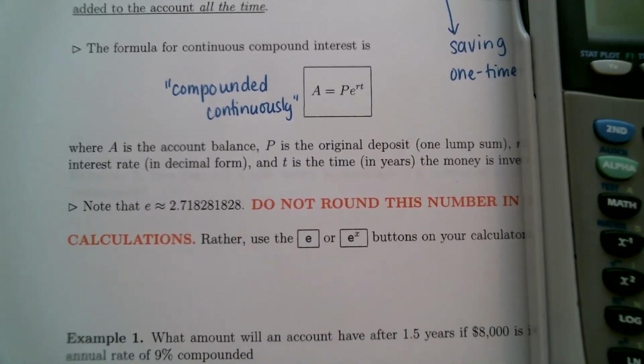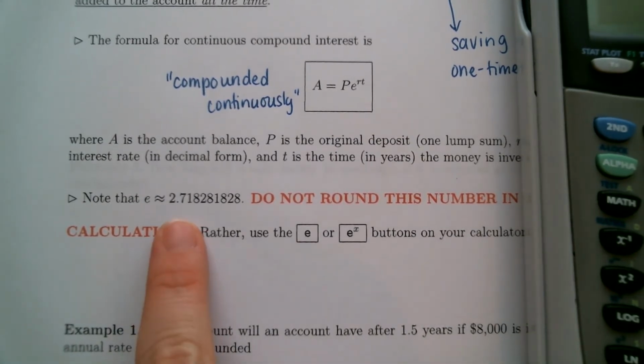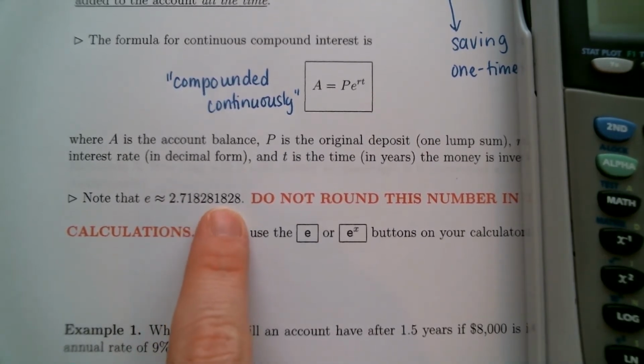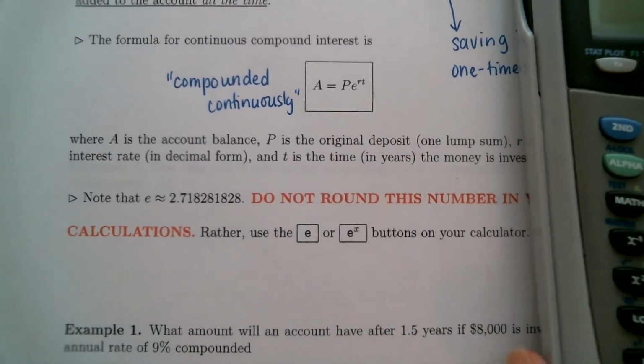Pi is a decimal. It is approximately 3.14. It goes on forever. It does not end. It does not repeat. So E is a similar kind of number, but instead of 3.14, it's approximately 2.71, okay? So these are just the first few digits of E. Okay, so it is a number similar to pi.